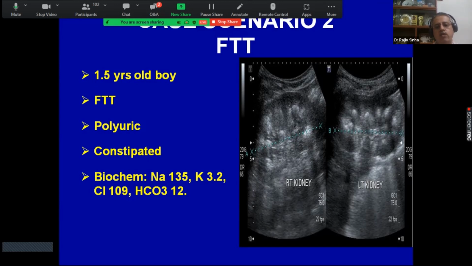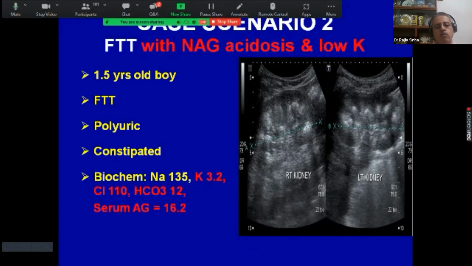Moving on to our next scenario, a 1.5-year-old boy. He was in fact the son of a pediatrician, and they came to us with a history of failure to thrive, polyuria, and constipation. Ultrasound was done for abdominal pain and showed bilateral nephrocalcinosis, and then he was referred here. And here the pattern is almost like the previous one. Again, we have a normal anion gap metabolic acidosis with hypokalemia.